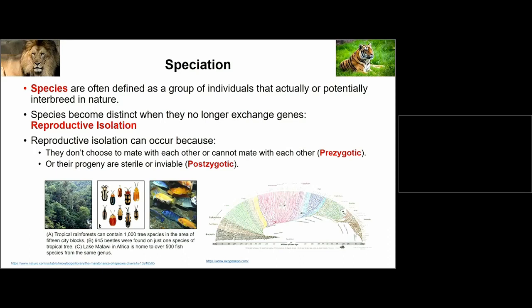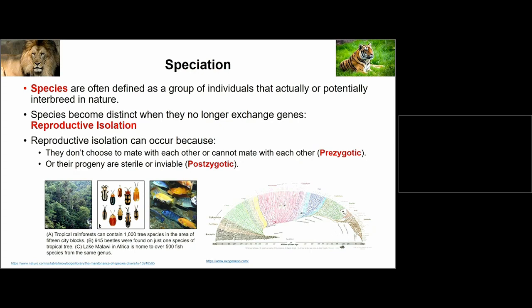You can have situations where, so this is an image showing 945 beetles on one species of tree. Well, they live in the same place. They all live on the same tree. How are they all different species? Why aren't they all just mating with each other? Well, in this case, there may be reasons why. Maybe they don't want to. Maybe they're not attracted to beetles that are different than them. Maybe they can't. Maybe they are fertile at different times.